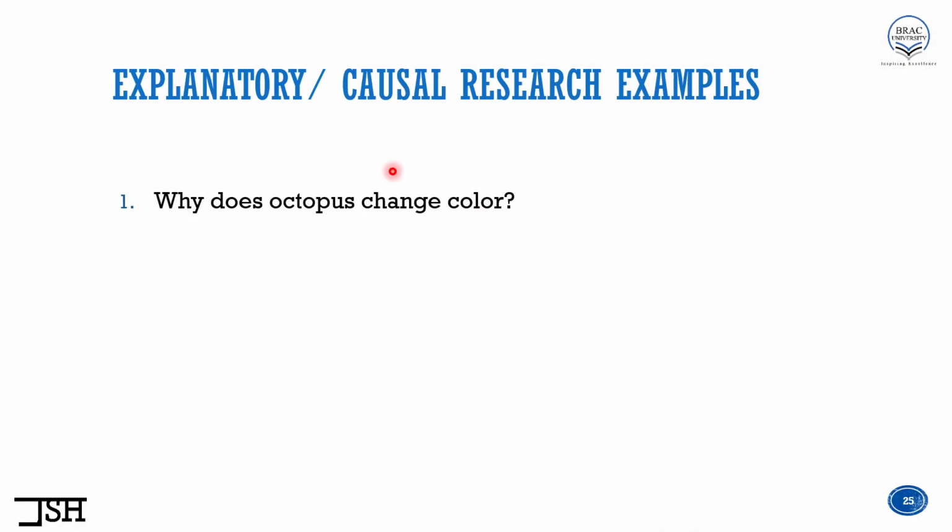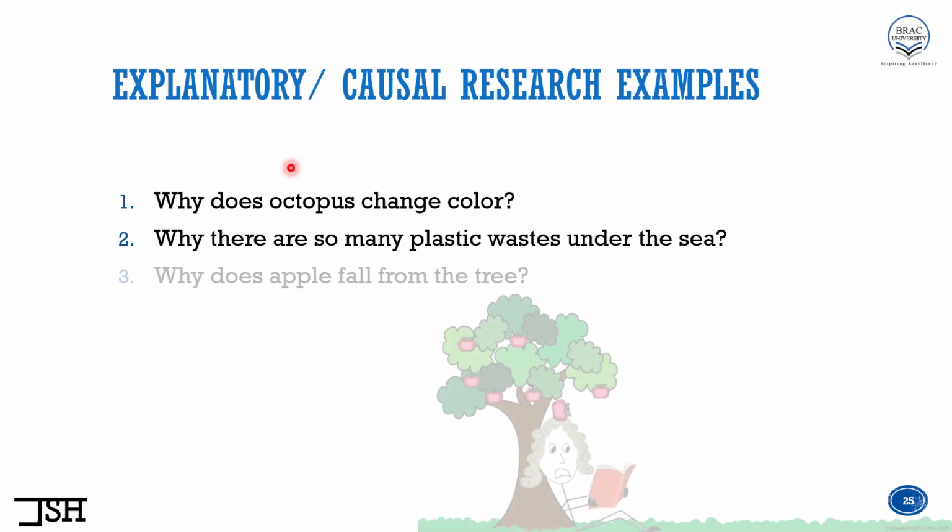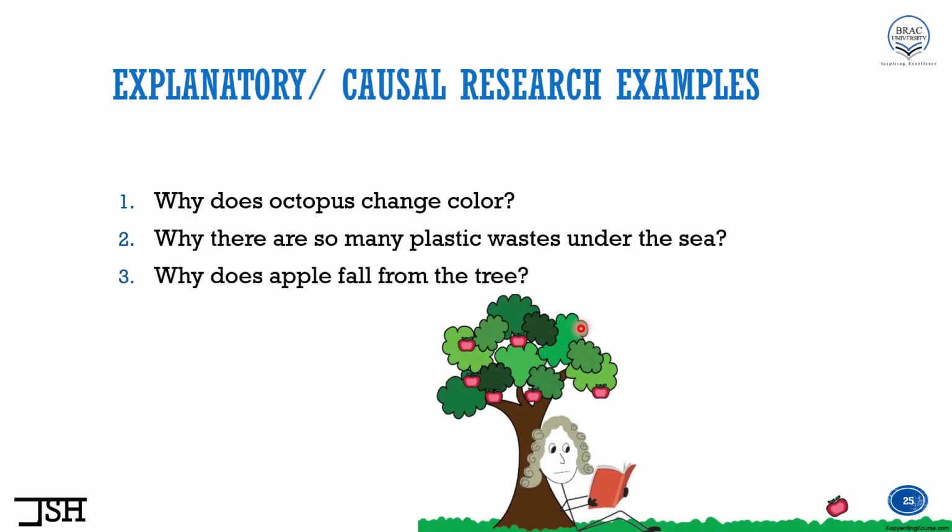Number 1. Why does octopus change color? I just explained this one. Next one. Why are there so many plastic wastes under the sea? Again, I have just explained that. Now let's move on to some practical examples. Number 3. Why does an apple fall from the tree? So what was the cause that made this apple fall? After doing research on this, somebody found out that yes, gravity is the cause here. So in order to find out this answer, somebody did a causal research or an explanatory research.